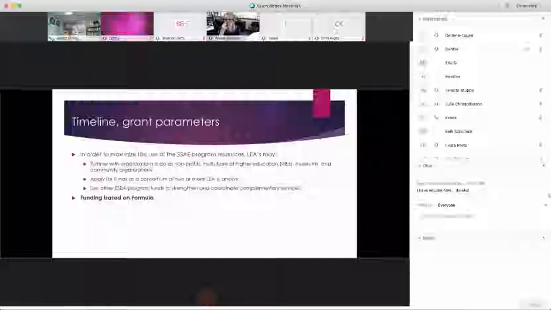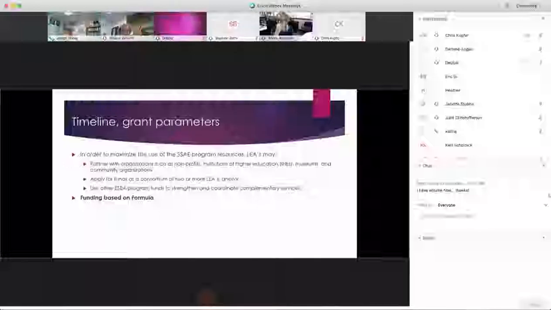And then notice that when it comes to Title IV Part A, LEAs may partner with organizations. They can apply as a consortium of 2 or more LEAs. So for example, if there are a couple of districts or locations that want to combine together to create an opportunity as a consortium, that's absolutely available and something that you can do.